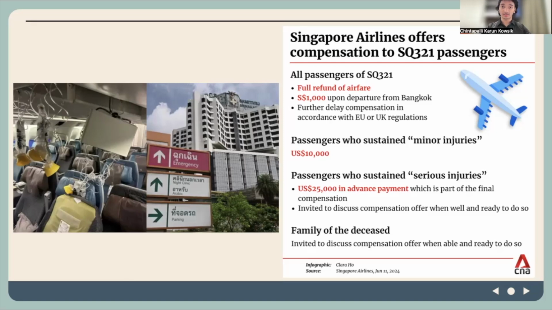So, for query 10, let's begin by looking at a recent event that underscores the importance of exceptional customer service during crisis. In May 2024, Singapore Airlines flight SQ321 en route from London to Singapore encountered severe turbulence over Myanmar, resulting in injuries to passengers and crew, including one fatality.